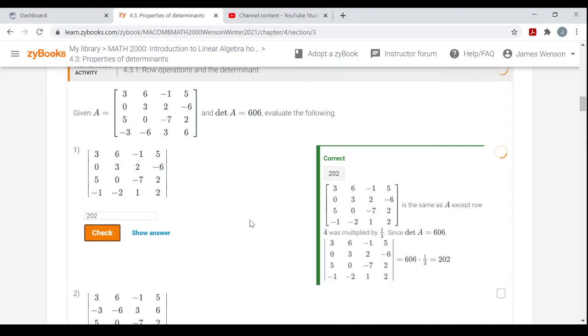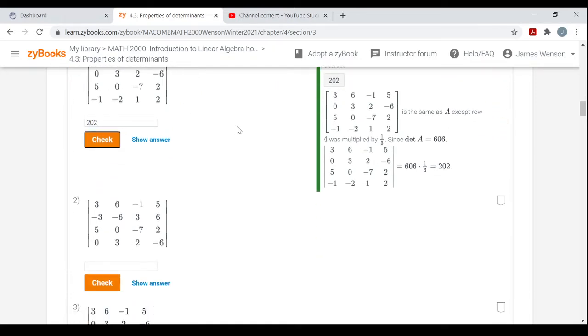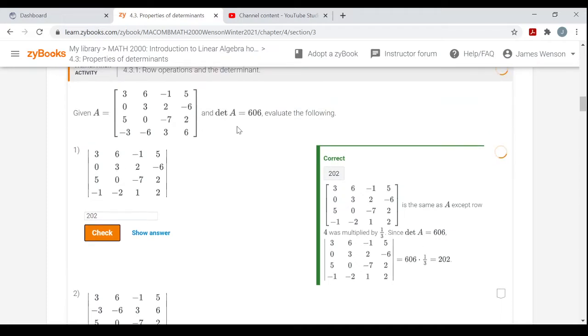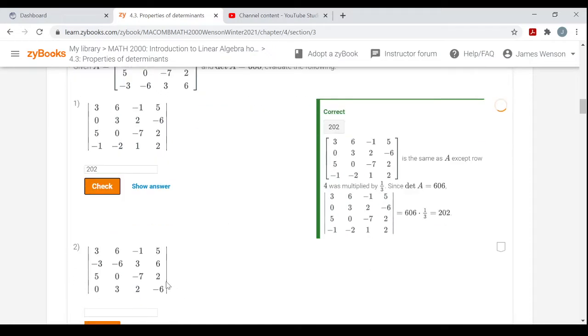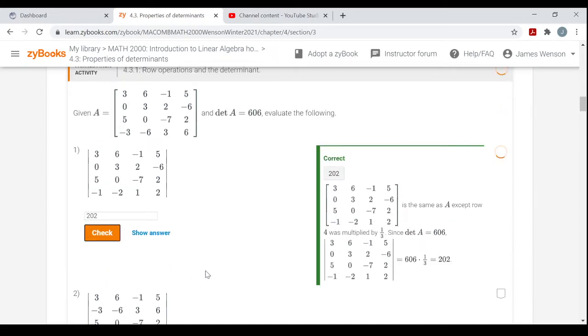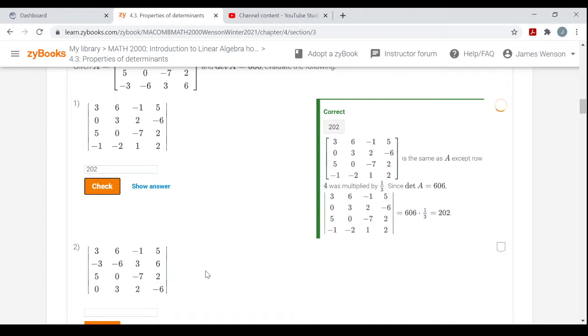Okay. So again, keep this matrix here. This has a determinant of 606. Let's look at the second one. So I may be scrolling up and down a lot, but they got the same first row. Cool. They got the same third row. Also nice. Okay, it's the second row and the fourth row that are a little different.